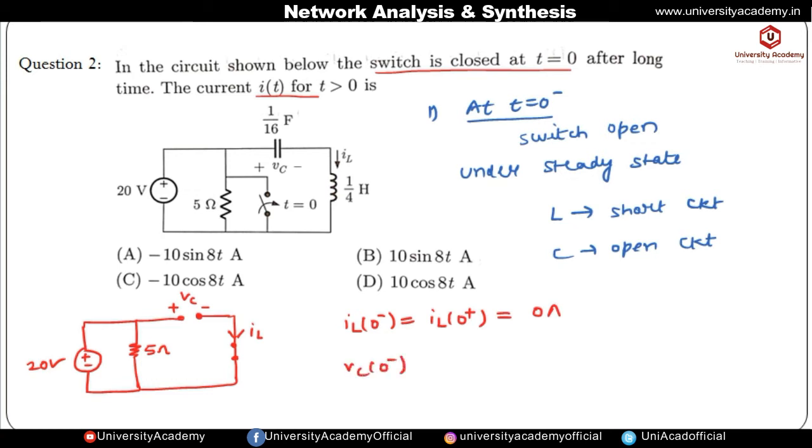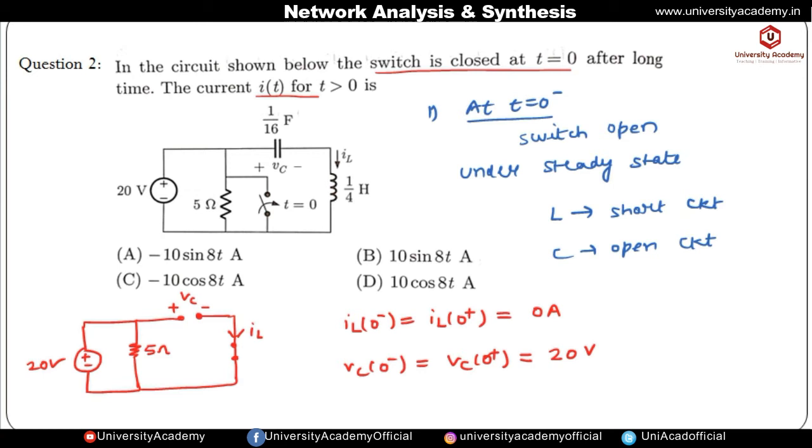Next we have to find out V_C of 0 negative, and it will be equal to V_C of 0 positive. So this positive terminal is connected with the positive, and negative is connected with negative. It means V_C value we are simply getting as 20 volt. Okay, so we have found both the initial conditions, that is the current flowing through the inductor is 0 ampere, and the voltage across the capacitor for t less than 0 is 20 volt.